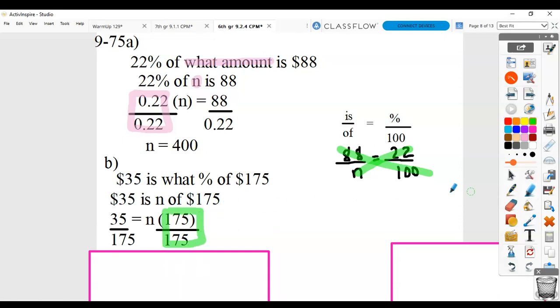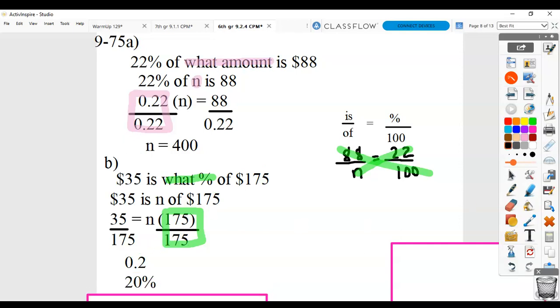When you take 35 divided by 175, you get 0.2. But remember, they asked for a percent. So 0.2 or 2/10 is equal to 20%. Move the decimal 2 places, add a percent sign.